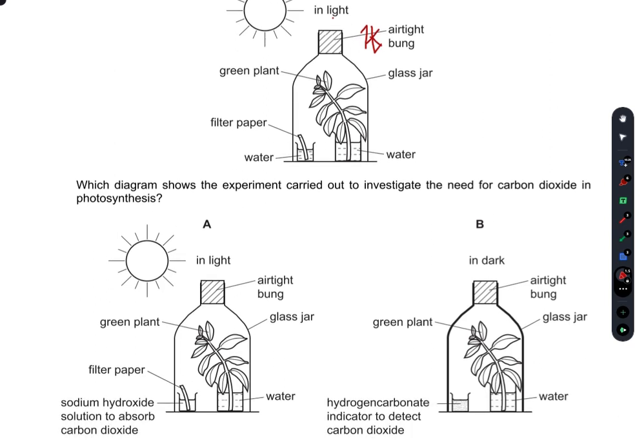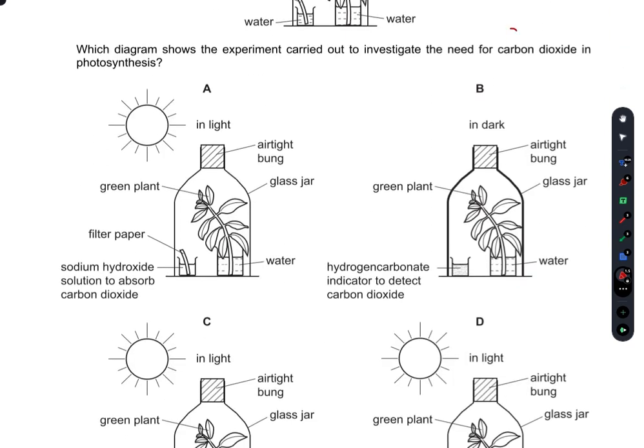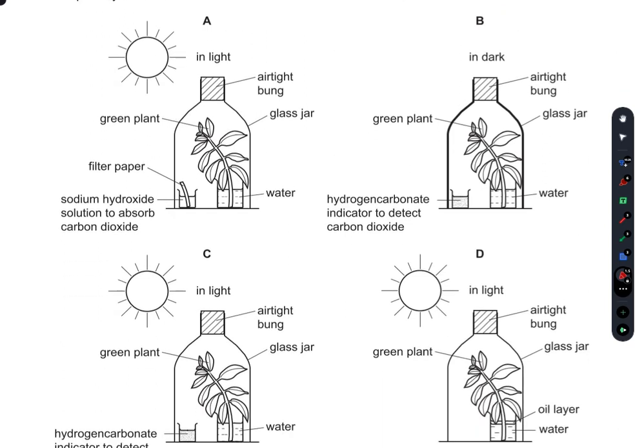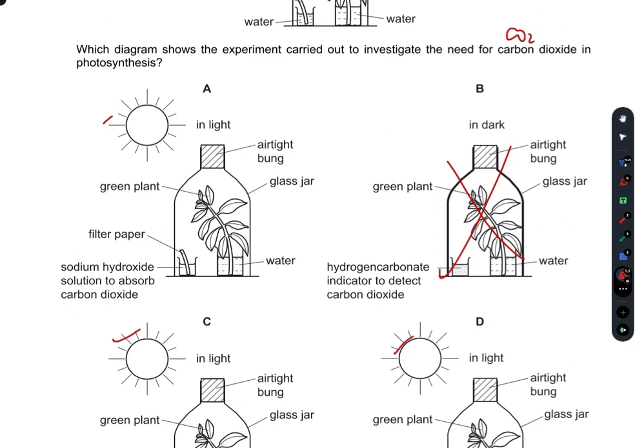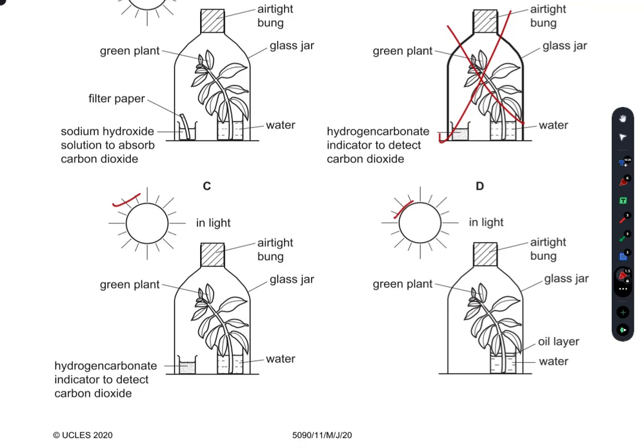Which diagram shows the experiment carried out to investigate the need for CO2 in photosynthesis? So this has light, this has light, light, whereas B is in dark. Darkness means that there would not be any photosynthesis, so we can rule out B. We can also rule out D here, although D has light, but CO2 reacts with water to give us glucose and the rest of things like oxygen, but that takes place when water is also present.